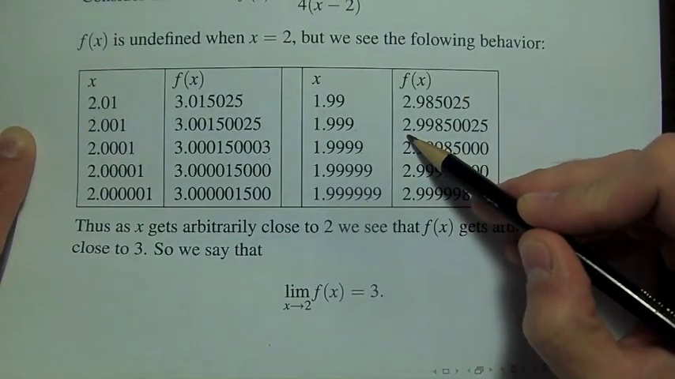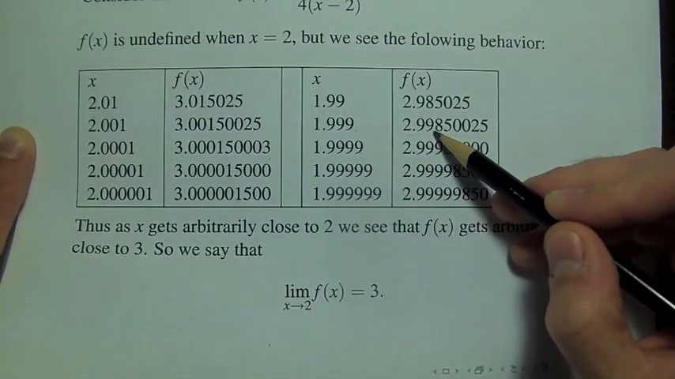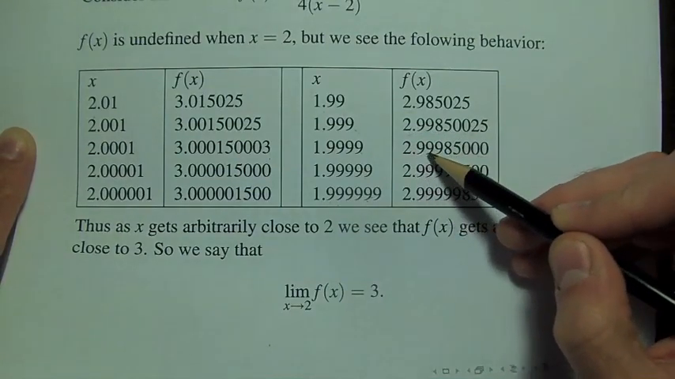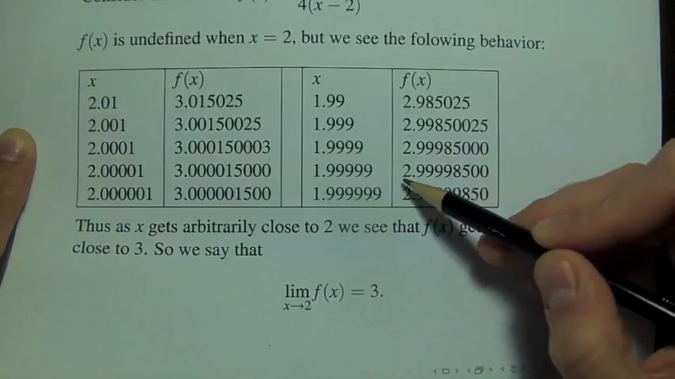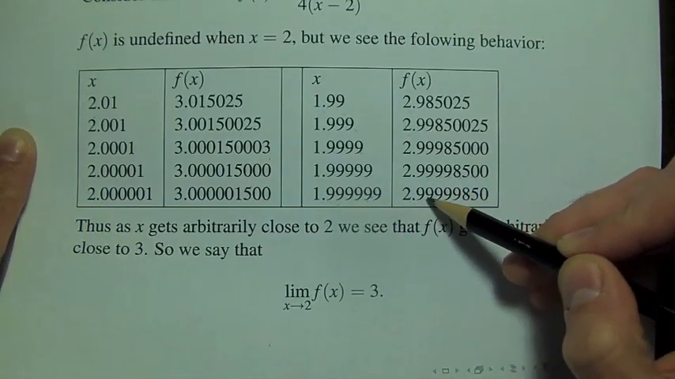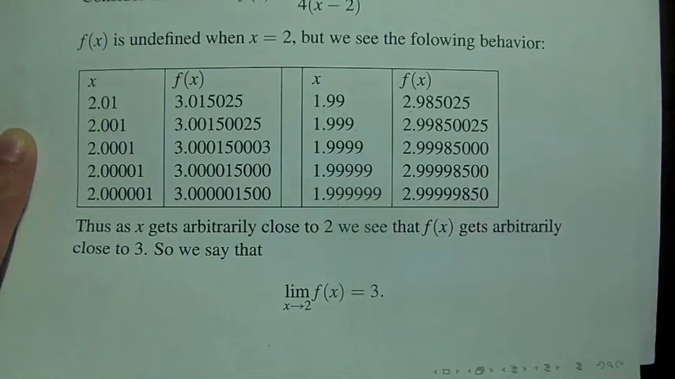Then it gets to 2.9985. Then we get 2.99985, 2.999985, 2.9999985, and so on and so forth. And here we get a similar looking pattern, right?